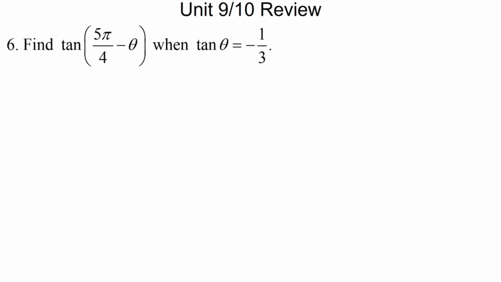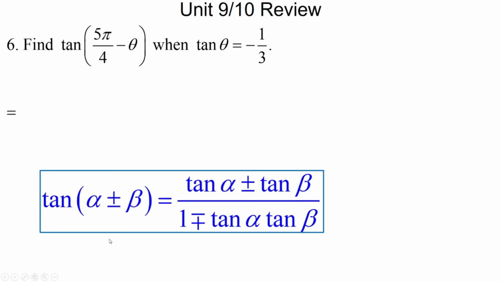All right, so right here, when I see this, find tangent of, you know what I'm thinking right now? Alpha minus beta. So let's do our identity. Tangent of alpha plus or minus beta would be tangent of alpha plus or minus tangent of beta, and then I go 1, and then I go minus plus here, tangent of alpha, tangent of beta.